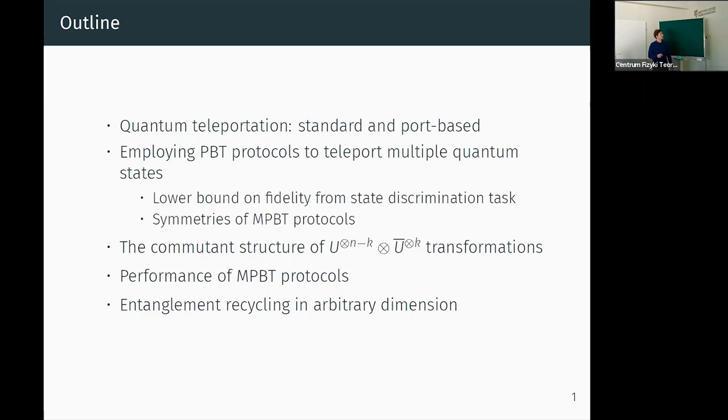So that's the outline of my talk. In the beginning, I will quickly review quantum teleportation, the standard one that is probably familiar to most of you, and port-based teleportation, which is the basis for the protocols that I will discuss in detail later. And then I will proceed to the merit of this talk, namely to the task of teleporting multiple quantum states. First, I will deliver a lower bound on the fidelity of the teleportation, and then I will describe symmetries of MPBT protocols in detail so that we can study the performance of MPBT protocols in generality.